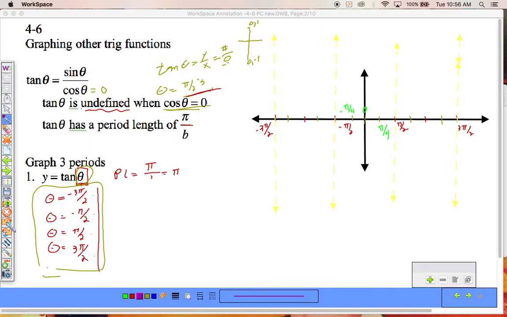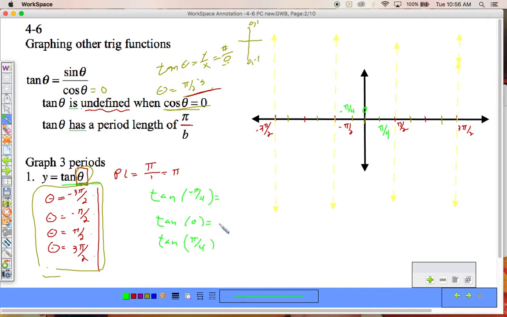All right, to get those pictures, I'm going to take my 3 values that I just found and substitute them into my function and do the math. So I'm going to say the tangent of negative pi over 4, the tangent of 0, and the tangent of positive pi over 4. And I'm going to evaluate. My thought process is I'm going to draw an x and y just to do this. So I'm going to graph negative pi over 4.